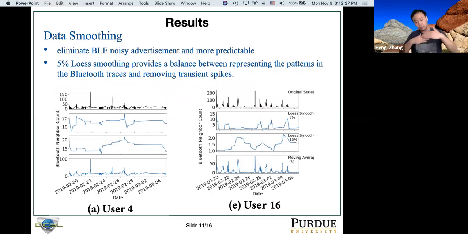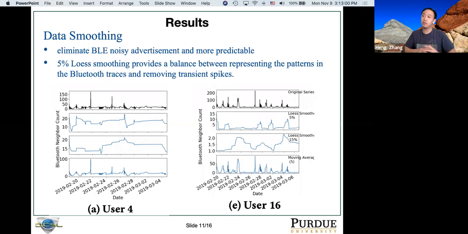Before I go to the detailed results, I'm going to introduce some smoothing techniques we use in this paper. The reason we do the smoothing is that BLE signals may have some noise. Think about the scenario where you regularly go to work, but sometimes, maybe once a year, you go to the hospital. In such scenarios, the hospital BLE signal may be noisy, and we cannot predict that, and we do not want to take it into account in the trend of the user.